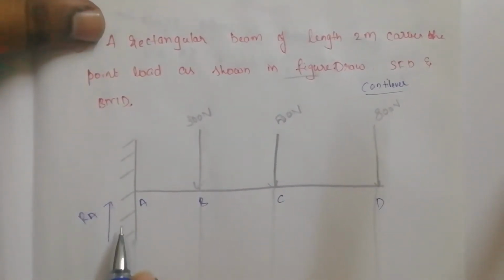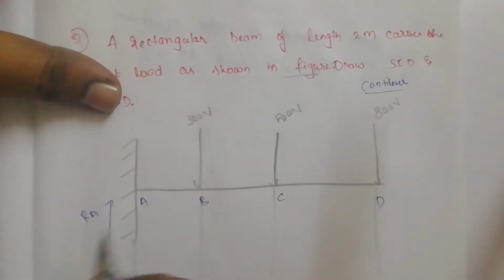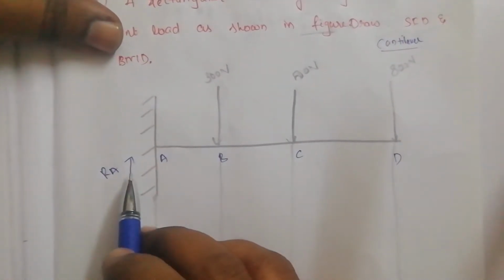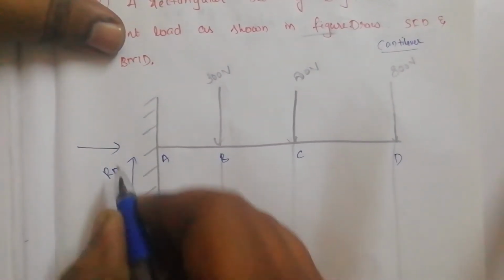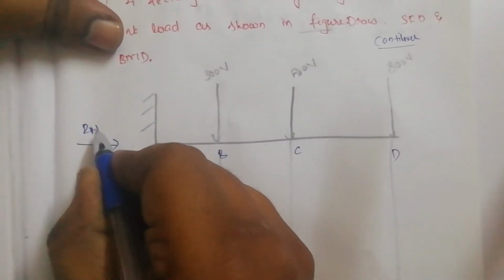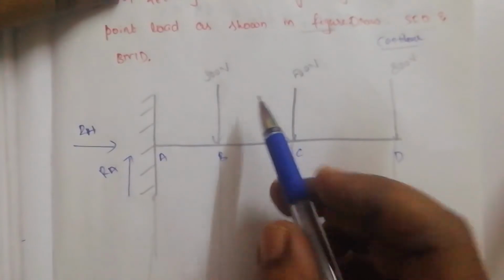We know that wherever the point is fixed, that point will have reactions, because the motion of this beam has been restricted in both directions, horizontal and vertical. It will have a horizontal reaction and a vertical reaction. We generally write the vertical reaction as RB, the horizontal reaction we consider as RH, and similarly we will consider the points where the point loads are acting.